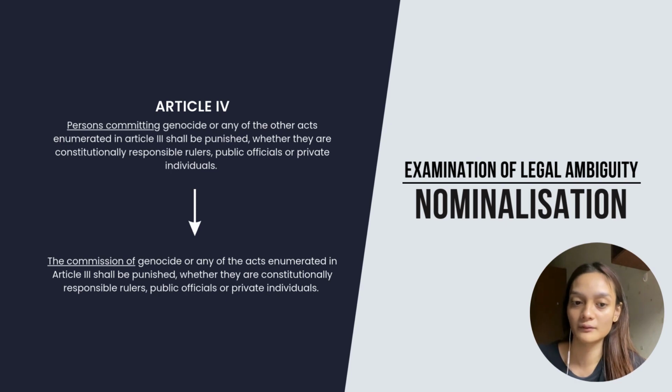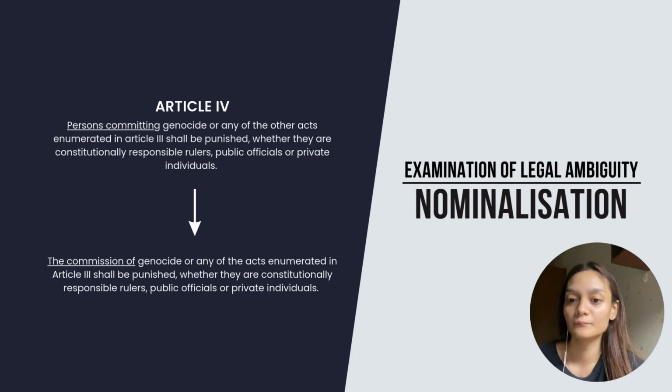In my example here, I replaced the actor and the verb "persons committing" with the noun "commission." So in here, we will actually completely omit the person that's committing the genocide. So we're only talking about the genocide that's being committed. Here, the responsibility on the person is kind of downplayed because the focus is mainly on the actual action.